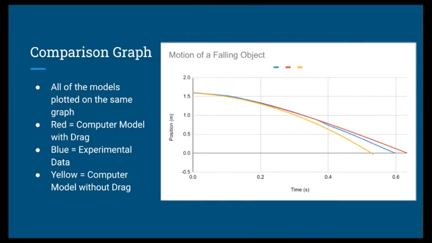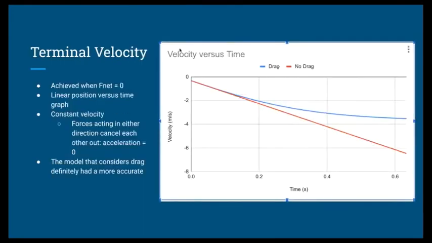So these are my three objects plotted after I ran all the models. The red is the computer model with drag and weight force factored in, blue is my experimental data, and yellow is the computer model without drag. Definitely the most accurate one is the computer model with drag, but that makes complete sense because drag is going to act on an object in real life. It just doesn't go away.